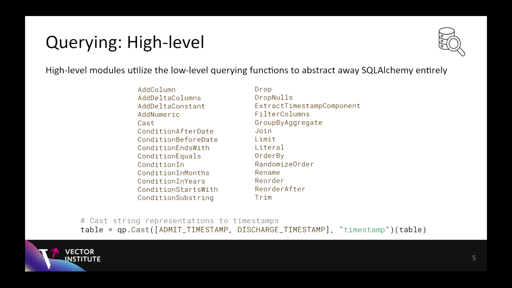On the high level, we essentially abstracted away SQL Alchemy entirely. So if we ever switch it out, those high level modules will still work. But you can see here there are certain things like dropping columns or joining two tables, ordering, trimming, things like that. And then here you can see one example of creating this module, putting in some parameters, and then inserting the table at the end to perform that transformation.